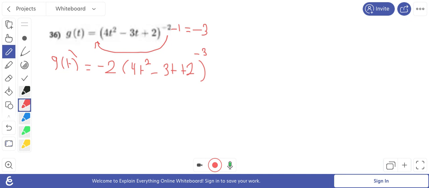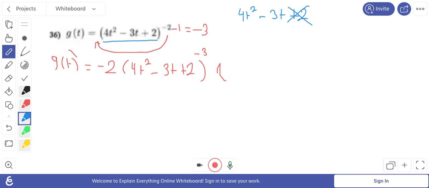And according to the chain rule, we need to multiply it by the derivative of the inside function, which is 4t squared minus 3t plus 2. So now we will find the derivative of 4t squared minus 3t plus 2. The derivative of 2 will be 0, so we will just cancel it.